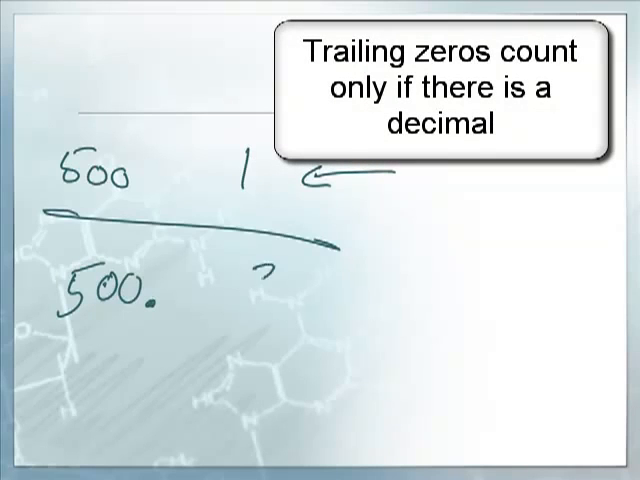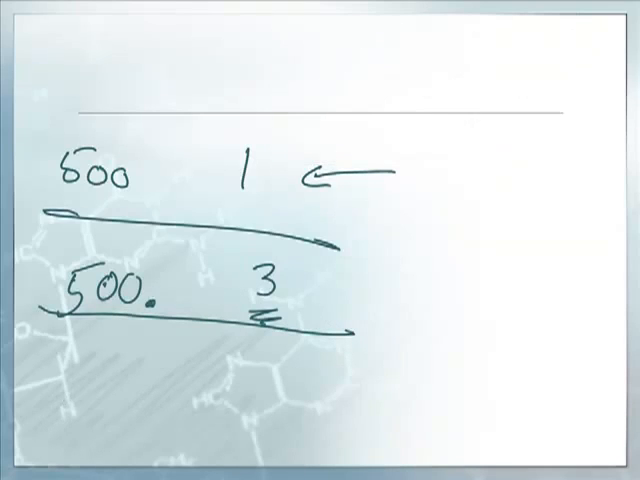Now, to contrast that, 500 with a decimal point has 3 significant figures. Even though there are trailing zeros, there's a decimal point. So this tells us that something is accurate to the ones place. So it measures 498, 499, 500, 501, 502, and so on.